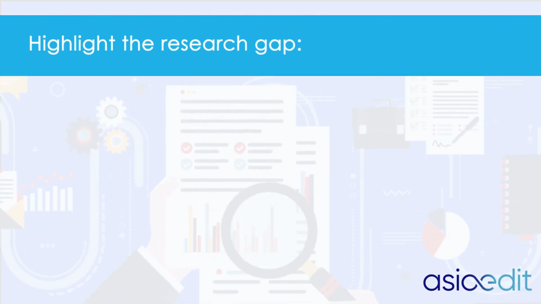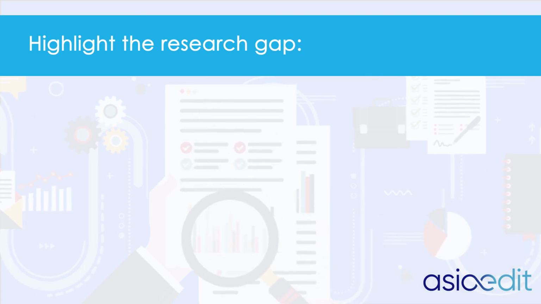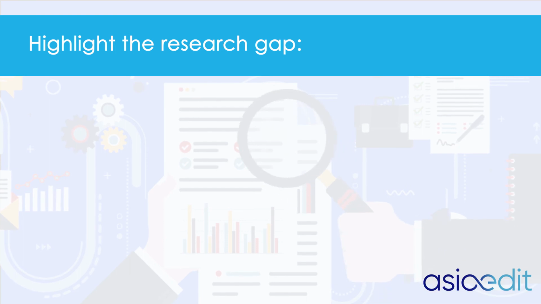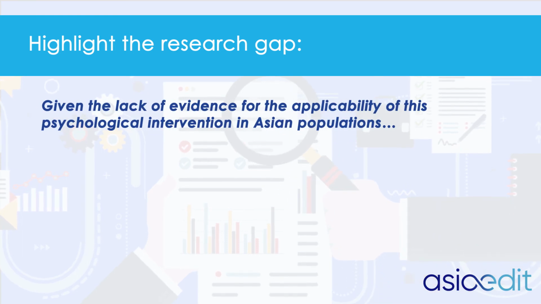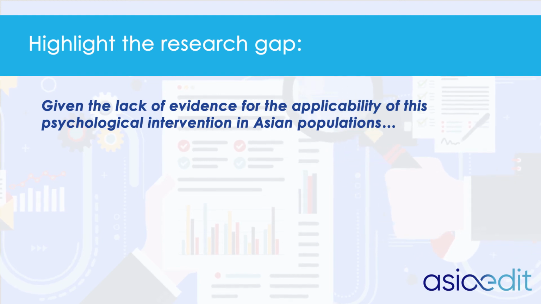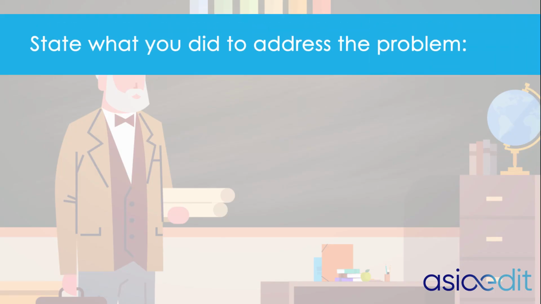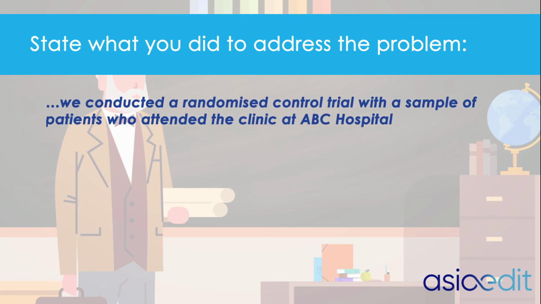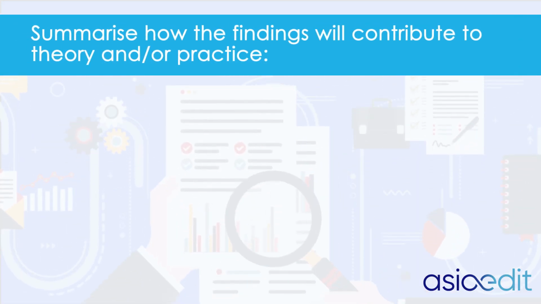Of course, the wording you use will differ depending on the nature of your study. Here is another example. First, highlight the research gap. Given the lack of evidence for the applicability of this psychological intervention in Asian populations, then state what you did to address it. We conducted a randomized control trial with a sample of patients who attended the clinic at ABC Hospital. Finally, highlight why the results are important and who will benefit.